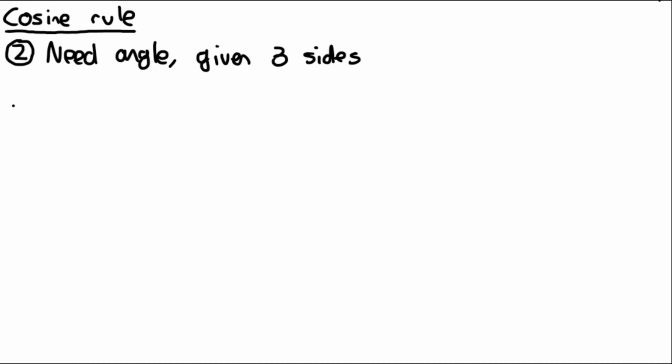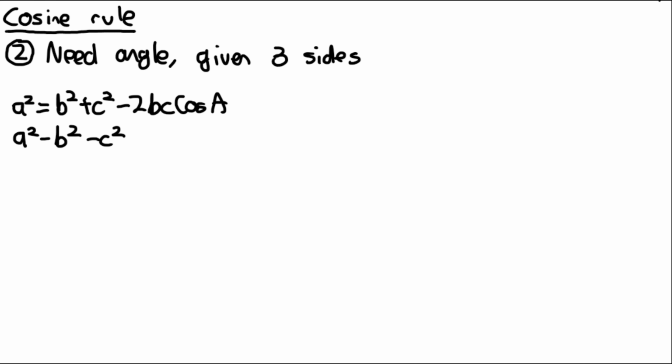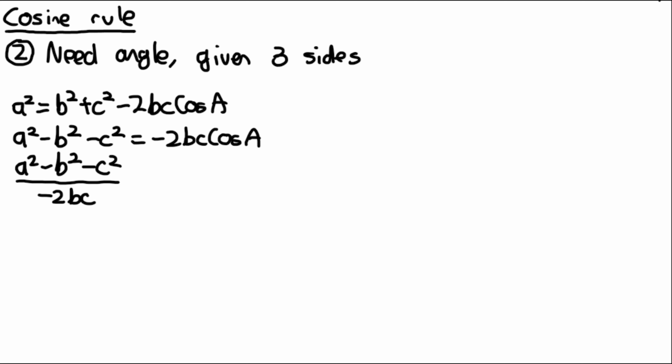The way you reach this is if we write out the original cosine rule, a squared is equal to b squared plus c squared minus 2bc cos A. If we just rearrange this to put b squared plus c squared on the other side, it's going to be a squared minus b squared minus c squared, and this is equal to minus 2bc cos A. Then we just divide everything by minus 2bc, so therefore it's a squared minus b squared minus c squared over minus 2bc, which is equal to cos of A.